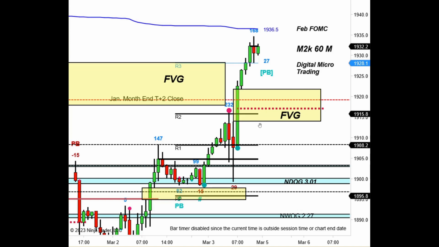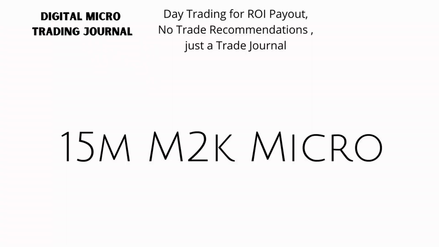I'm looking for this fair value gap possibly to be touched in the new week, and this starts right around the 1922-23 area at the top, and the bottom is probably right around 1914, 1913. So this is a zone that I'm going to be looking at for the new week. Let's go to the next chart.